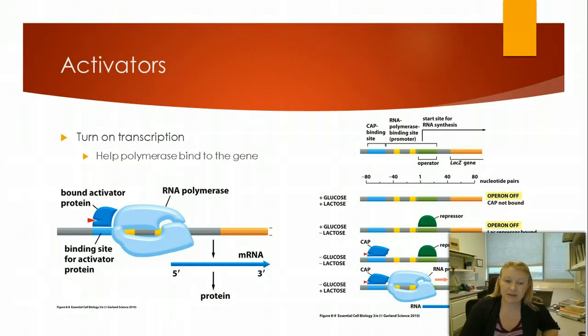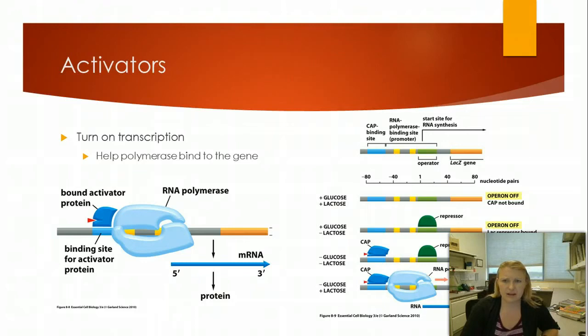When lactose is present, the cap is still there, but the repressor has come off, and the RNA polymerase is free to start the synthesis of the gene. So this is how we go through the lac operon. So tryptophan operon was an example of a repressor. The lac operon is an example of our activators.